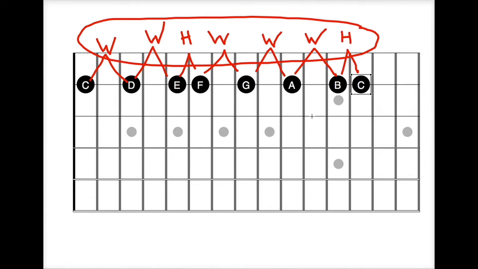You don't really need to memorize the notes in the C major scale right now, although it's very easy. It's just C, D, E, F, G, A, B, C. But you do need to memorize this whole, whole, half, whole, whole, whole, half, because if you know that, then you can figure out all the notes in any major scale.